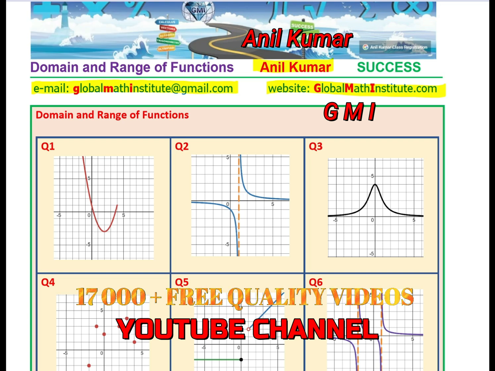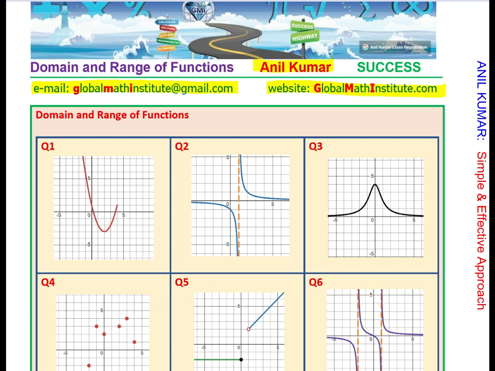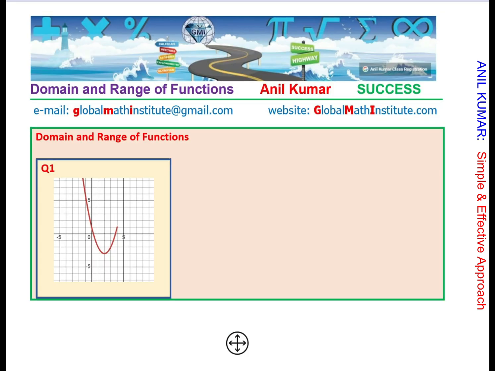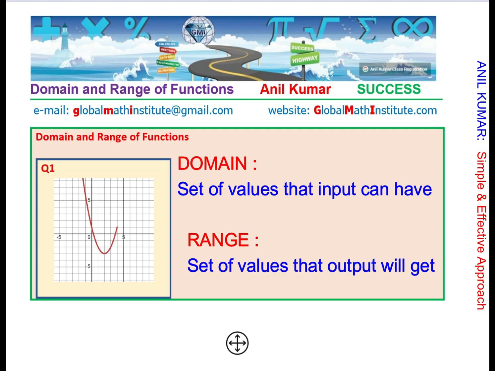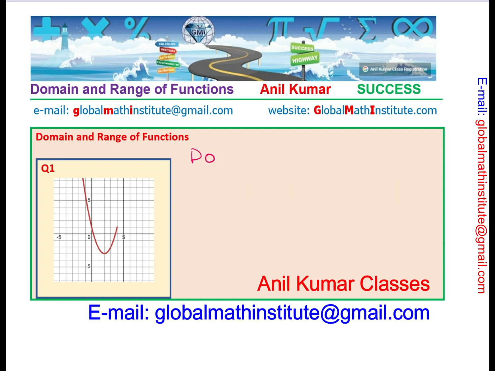Now let's check how do we find domain and range for the given function when we are looking at their graph. We'll begin with question number 1, where we have a parabola. As you can see, domain is the x values. What x values can it take? And range is the set of y values we get. So let's write down the domain of this function.